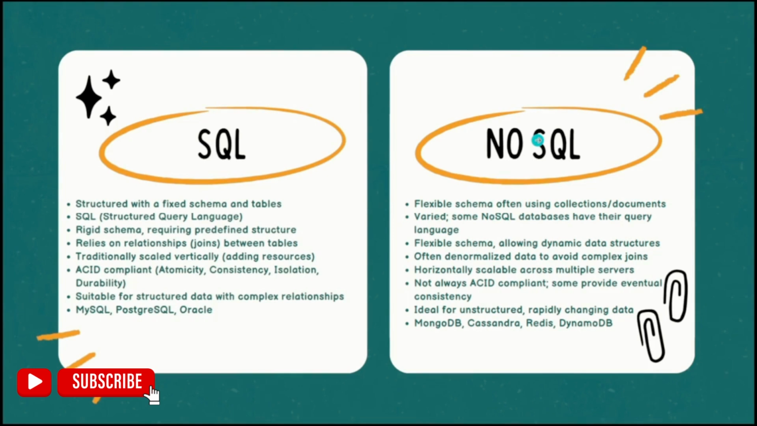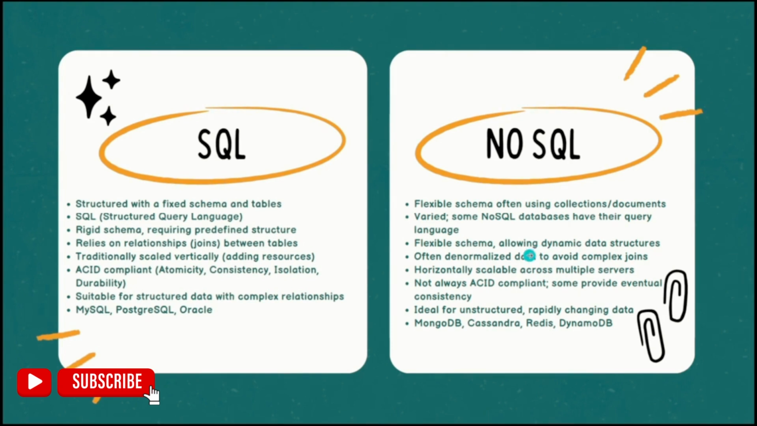Then we talk about NoSQL. NoSQL has a flexible schema. That means if you don't want to disclose your phone number, you can directly remove the field. Instead of passing null values, you can just erase the field, right? It often uses collections and documents. Then it has varied kinds of data. Some NoSQL databases have their own query language. Then we have a flexible schema, which allows dynamic data structure. Again, you can store any kind of data.